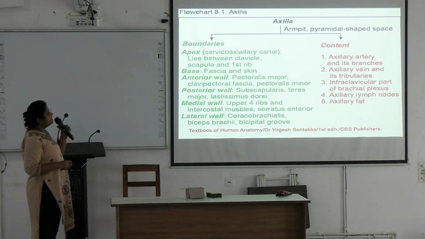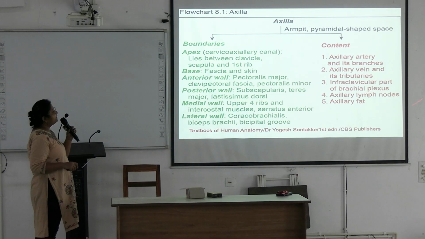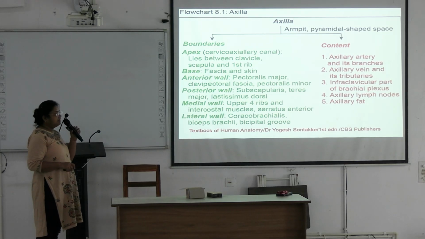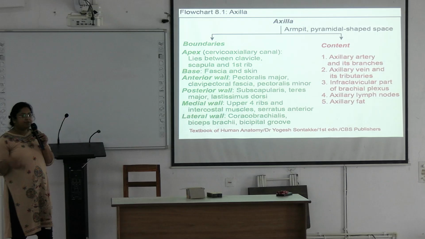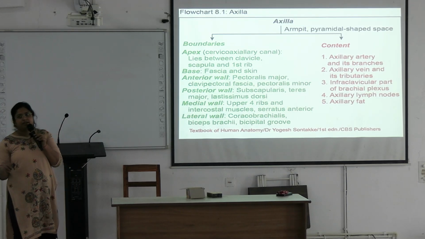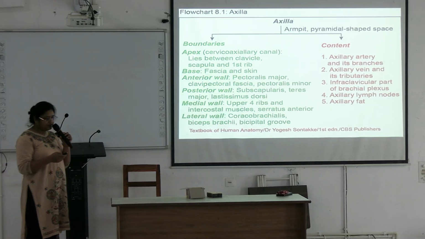its branches, axillary vein and its tributaries, infraclavicular part of brachial plexus, axillary lymph nodes and axillary fat. Okay, this is also asked in your Viva. What are the contents of the axilla? Okay, also comes as a part of the long question, contents of the axilla.